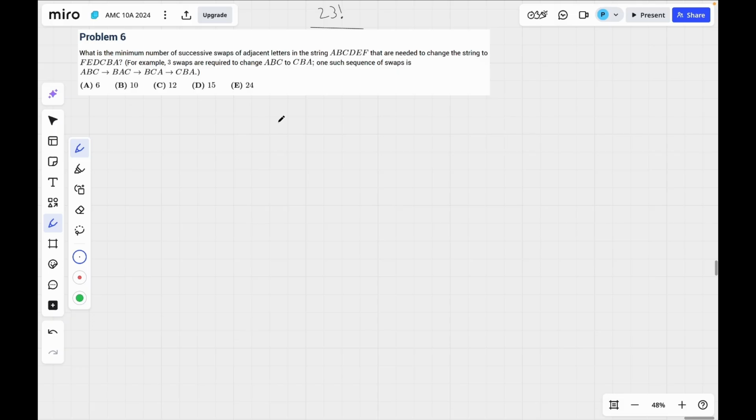So this is a well-known algorithm in coding called bubble sort, where you swap adjacent letters to attempt to get your final answer. So we'll use bubble sort. Since our first letter is F, let's begin by swapping F to the very front.